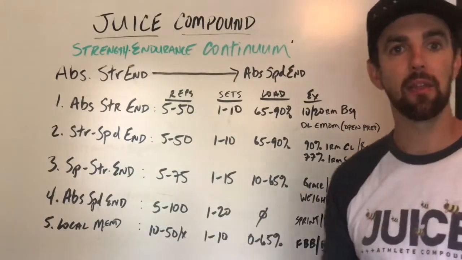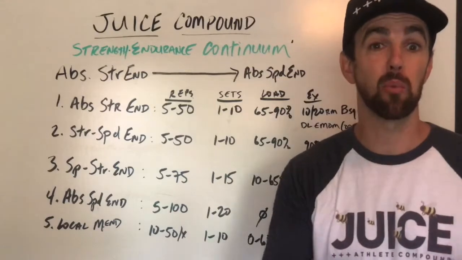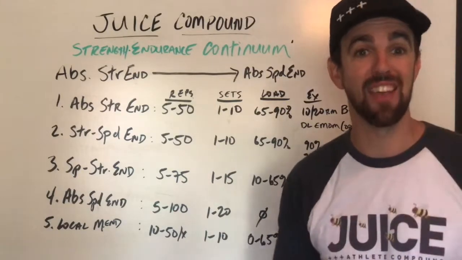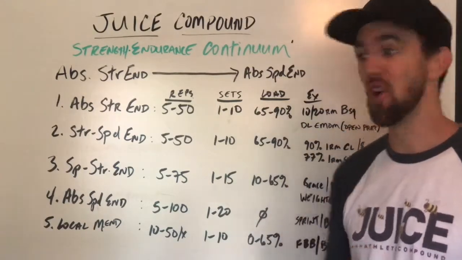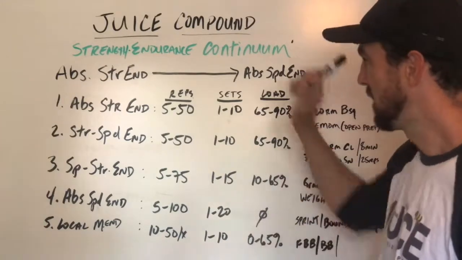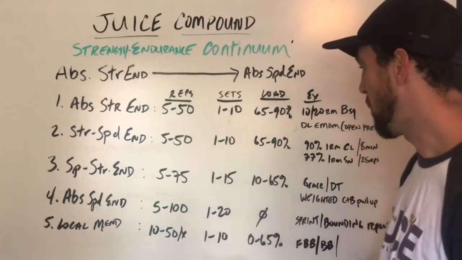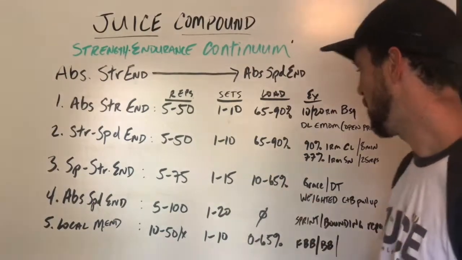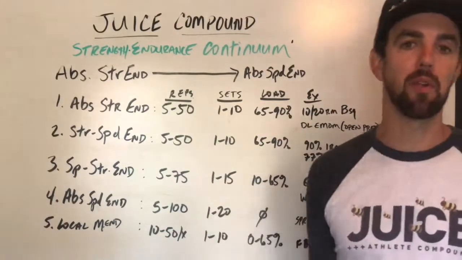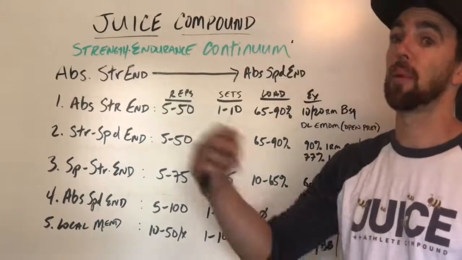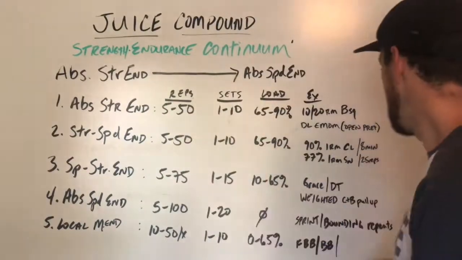Fourth, absolute speed endurance. Right, so absolute speed before was moving our body as quickly as we can with low or no additional load. Here the reps are high, 5 to 100 reps, right? 1 to 20 sets, no external load. This is stuff like short sprint repeats, bounding, jump repeat, box jump repeats on this.